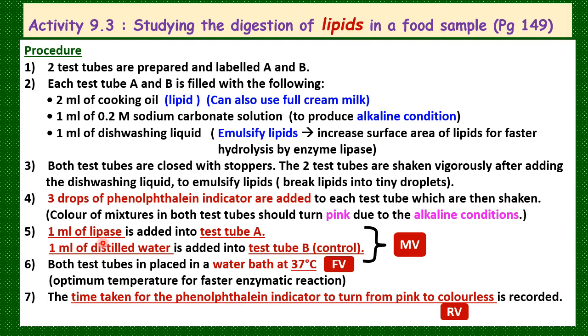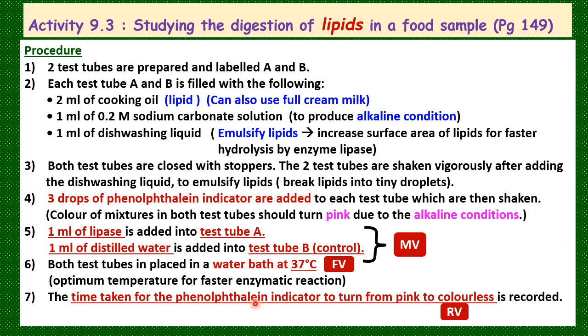Then in test tube A, we add 1 ml of lipase enzyme. In test tube B, we add 1 ml of distilled water to replace the lipase. So test tube B is our control. Both test tubes are placed in a water bath at 37 degrees Celsius, which is the optimum temperature for faster enzymatic reaction. Then the time taken for the phenolphthalein indicator to turn from pink to colorless is recorded.